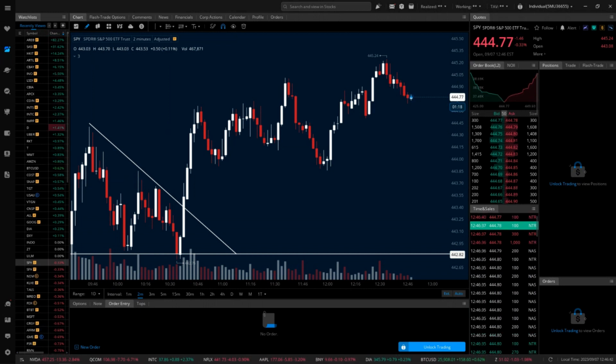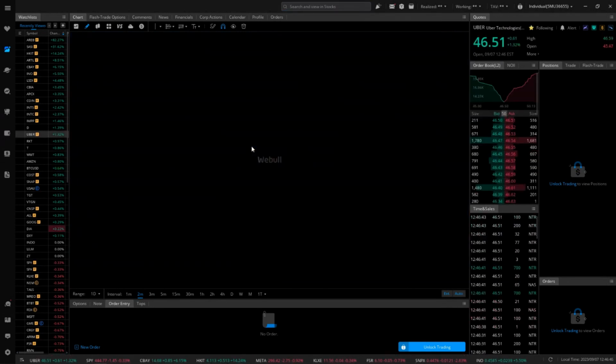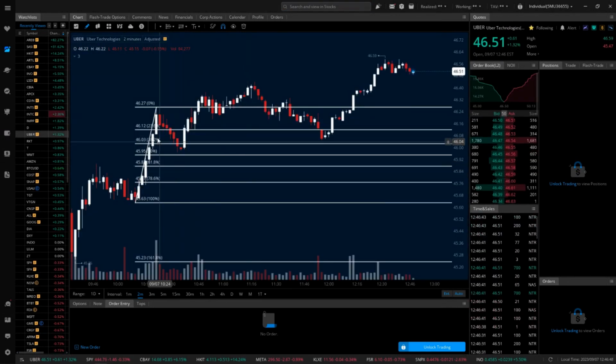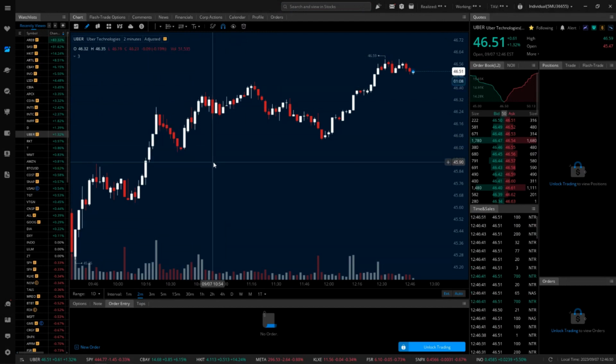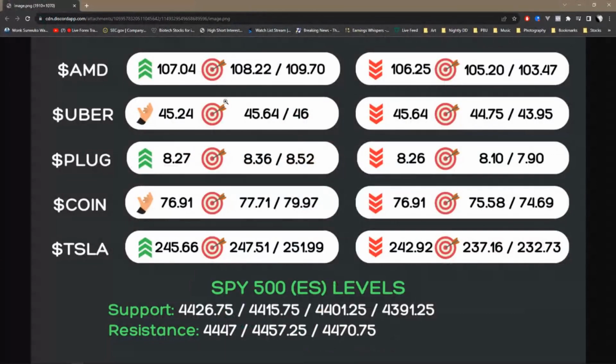Let's go over Uber. I'm curious how one could look at this, look at your watch list and then look at the levels that you have and then do their own TA using whatever it may be, whether it be Fibonacci, support, resistance, trend line.